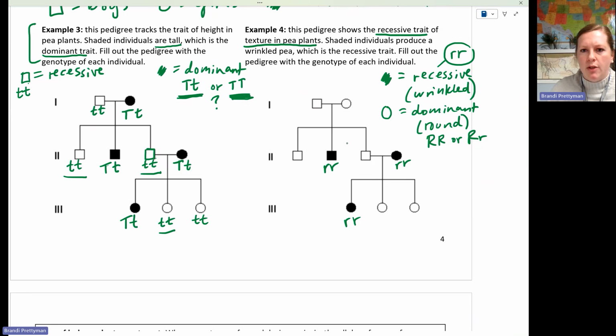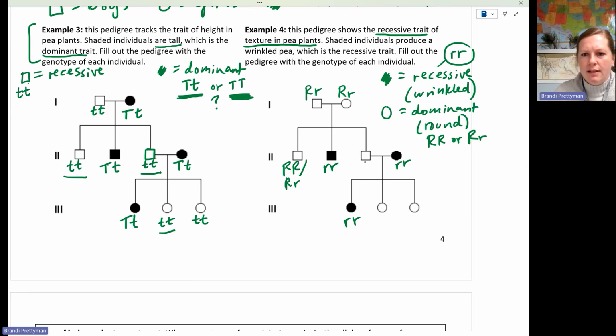Okay, this is what we should have. Both of these parents would be heterozygous because they had this kid that had the homozygous recessive genotype. This one, we don't know because there's no offspring to give us any clues. So they're going to be either or. They're possibly homozygous dominant or heterozygous.